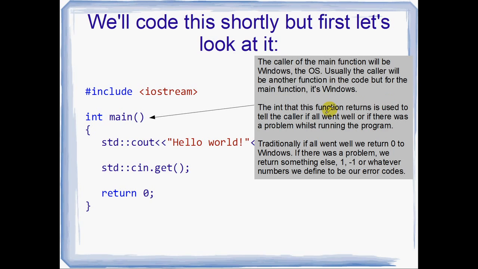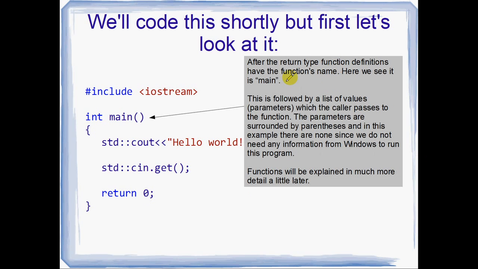The caller will be Windows. The int tells Windows if there was a problem running the program. Usually you return 0, which we've got down here, return 0, if everything went okay. If something happened, then you return negative 1 or 1 or 150. You return an error code, which you get to define. So you might say in your program documentation that if the program returns 150, then it means there was a divide by 0 error, that sort of thing. But there's not going to be any errors here, so we're just returning 0.